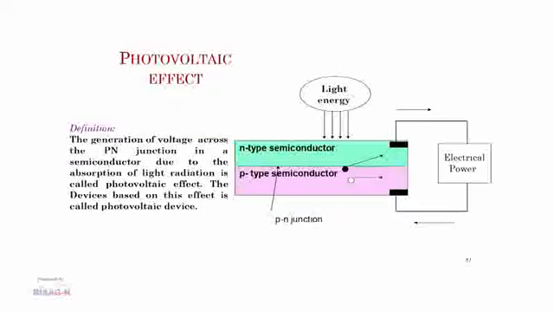Now, the photovoltaic effect. Definition: the generation of a voltage across the p-n junction in a semiconductor due to the absorption of light radiation is called the photovoltaic effect. The device based on this effect is called a photovoltaic device.